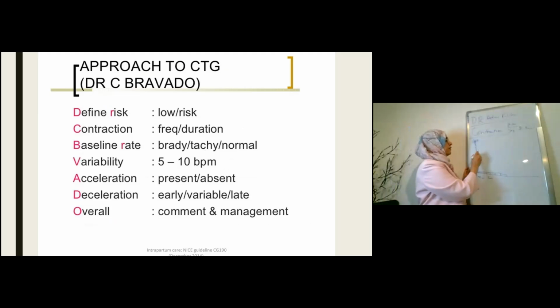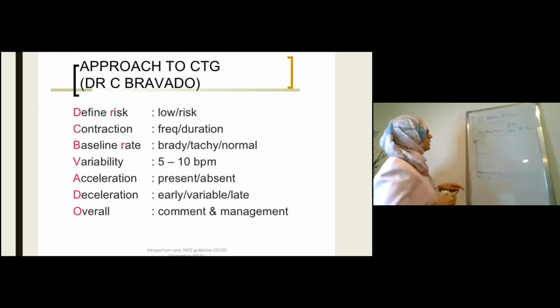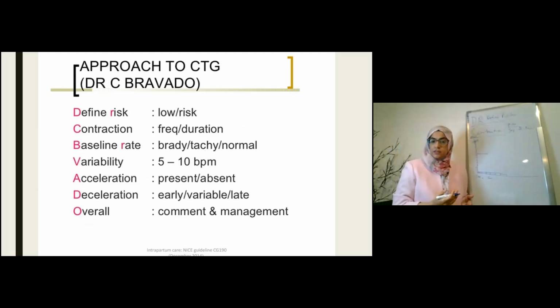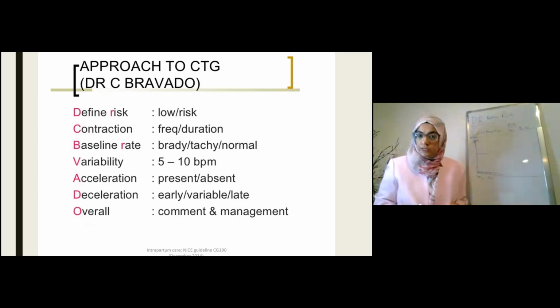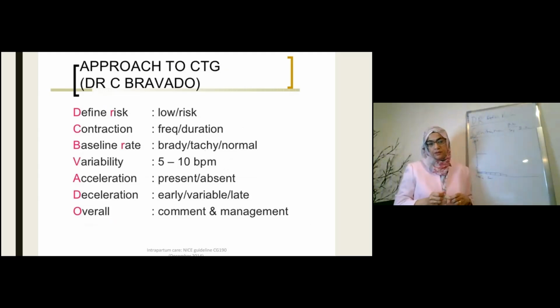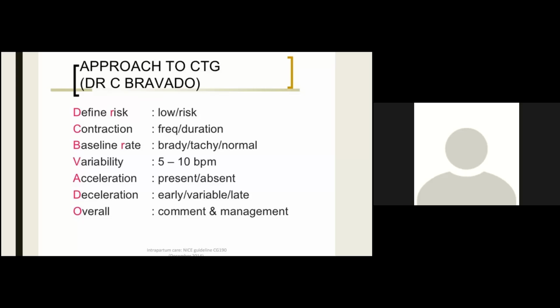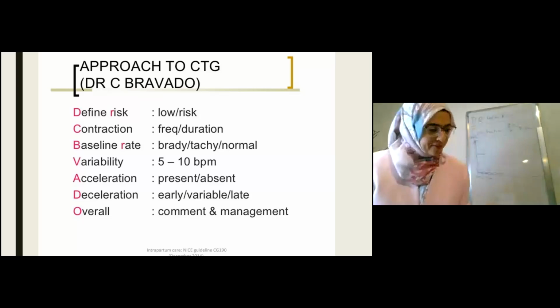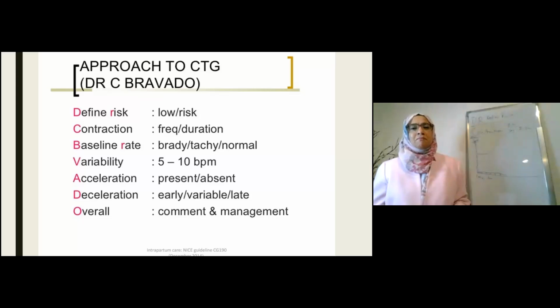So the first thing to identify in Dr. C. Bravado is the BR, which is the baseline rate. So the first thing you want to find out is, what is the baseline rate, the heart rate of this baby? Anybody wants to tell me what is the heart rate of a baby? Sorry? Is it normally 120 to 180? 120 to 180. Any other takers? Any other number? This number is very important.